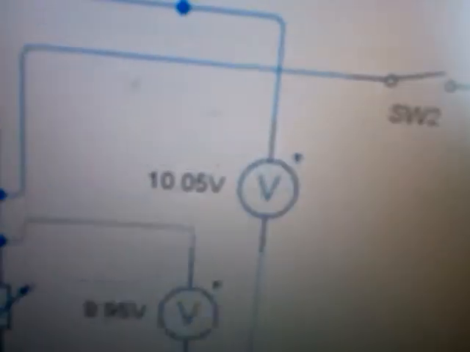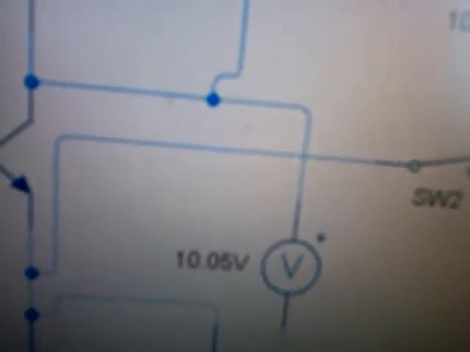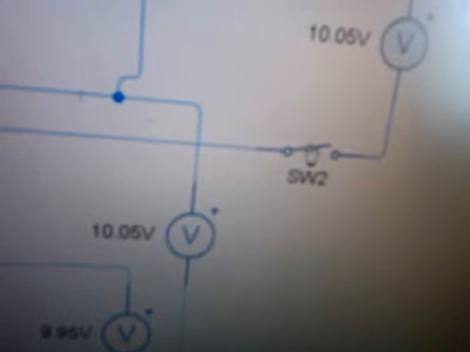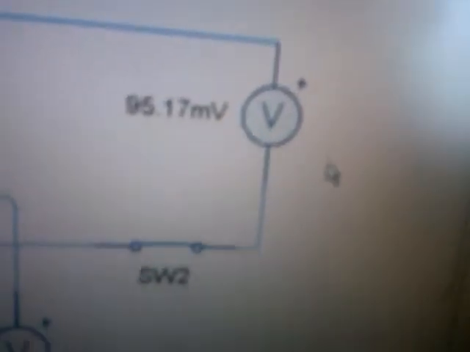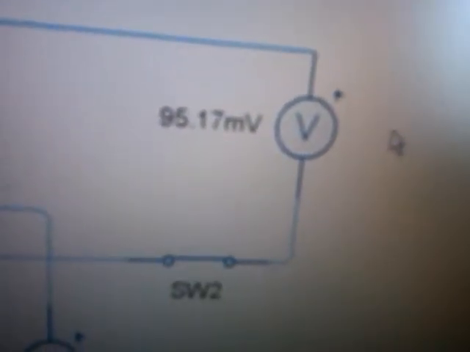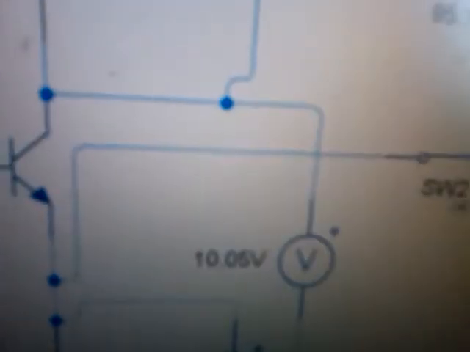You see, it is 10.5. That is approximately half the voltage supply also. And here is the emitter and collector pin. So we have 95.17 millivolts flowing across it.